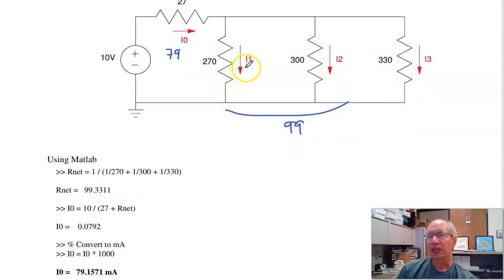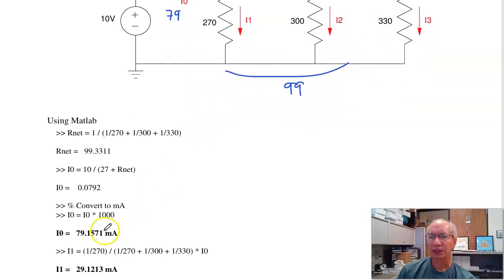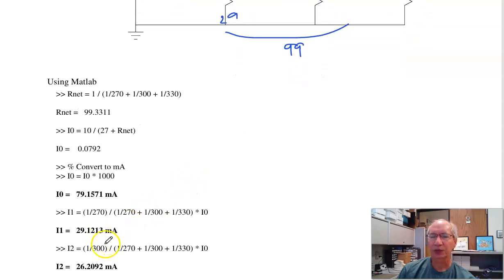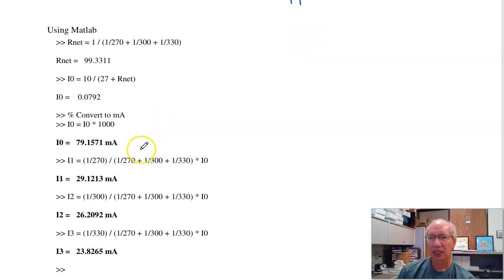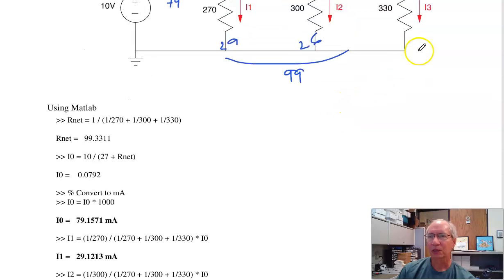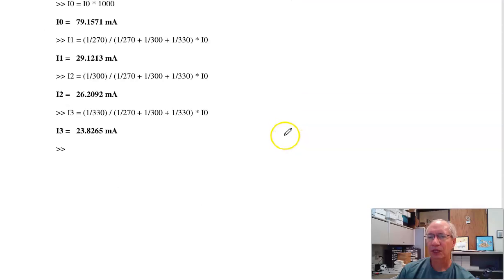By current division, I1 is 1 over 270 over the sum of the inverses. That percentage of I0, 29 milliamps. I2 is 1 over 300 over the total admittance, 26 milliamps. And then I3 is 1 over 330 over the total times I0, 23 milliamps. That's current division.